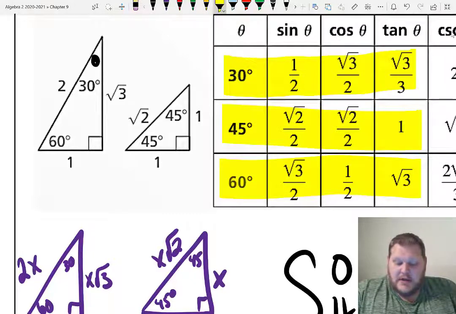And that's the same no matter which one you're looking at. And then my tangent, since it's just opposite over adjacent, the opposite is 1, my adjacent is 1, so 1 over 1 is just 1.